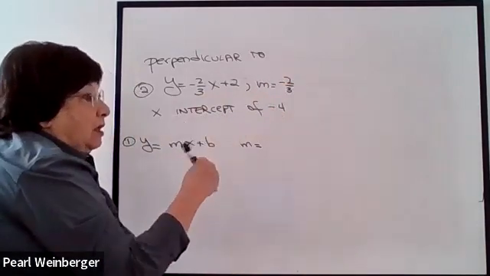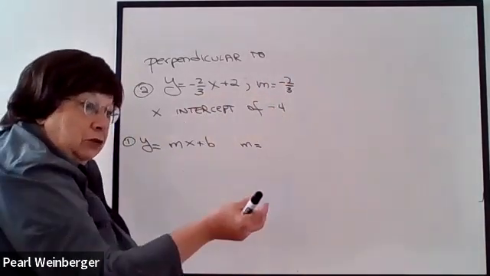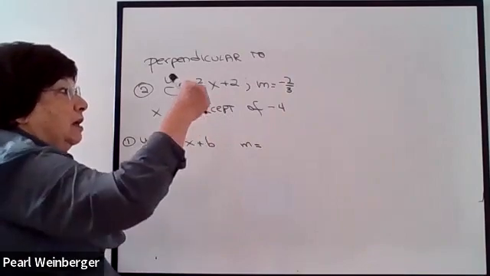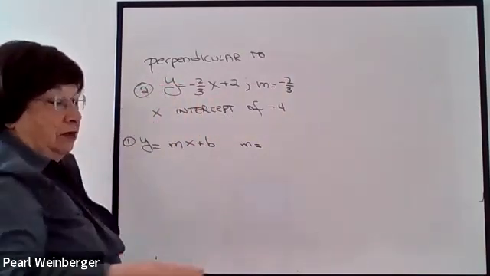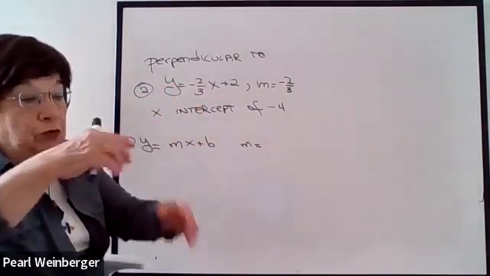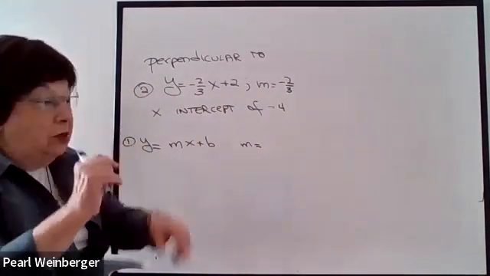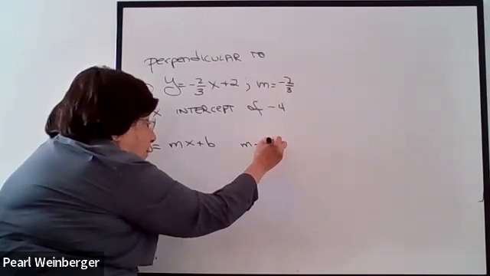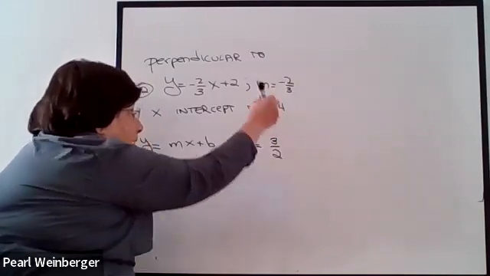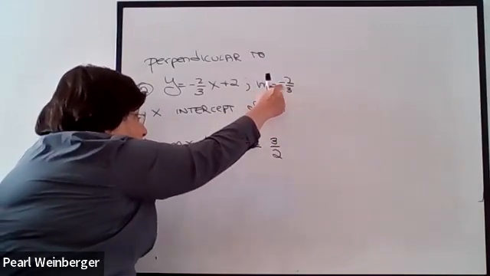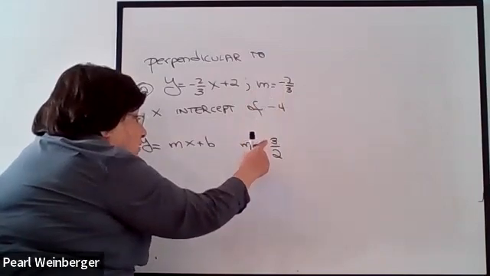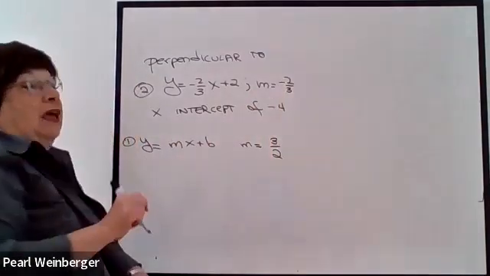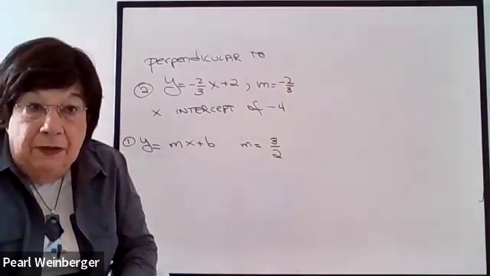Reciprocal means take your fraction and make the numerator the denominator and the denominator the numerator. In other words, turn it upside down, which will give you the 3 on top and the 2 on the bottom. And since this one was negative, this one has to be positive. It has to be the opposite sign.